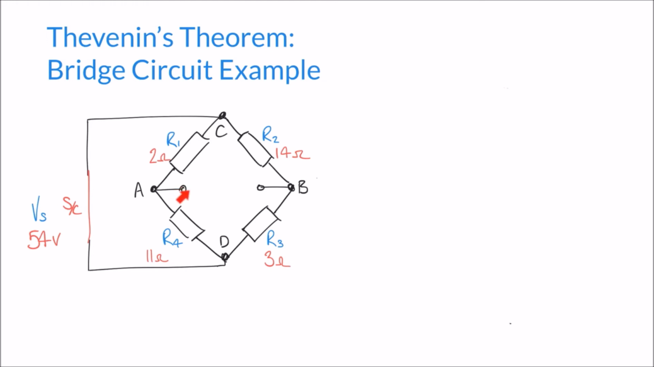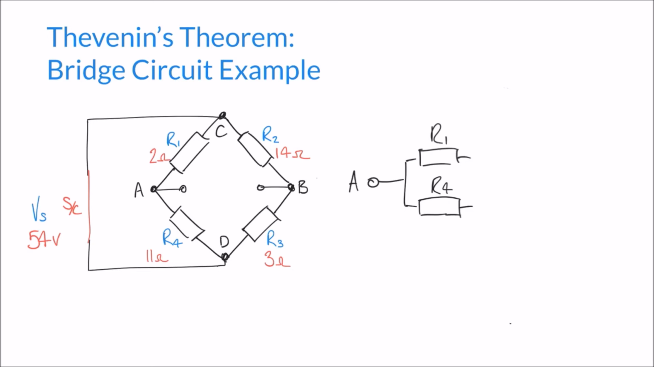point A, this first terminal here. Traveling from point A, the first thing that happens is our path splits. We can either go through R1 or through R4. So R1 and R4 we can think of as being in parallel. Let's begin our drawing at point A, and we can represent that hopefully by two parallel resistors like so. So we've got our two resistors in parallel, and they are R1 and R4.